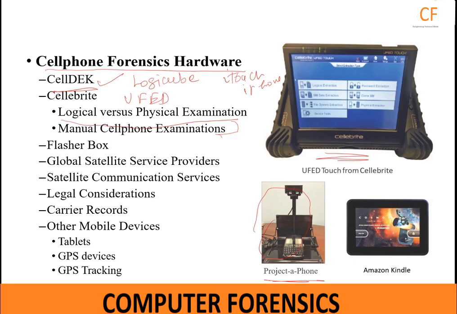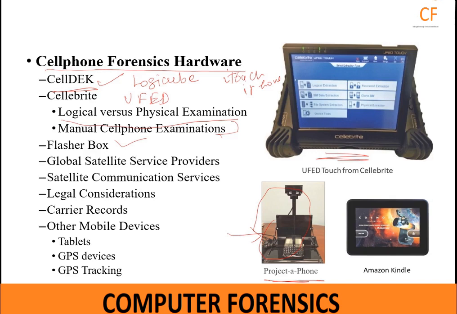Flasher box. In the absence of a cell phone forensics imaging solution, one might expect to perform a manual examination using Project-A-Phone or a similar device. Consider what happens when an examiner cannot bypass the cell phone's PIN or if the phone is damaged. As a last resort, some investigators will use the flasher box.